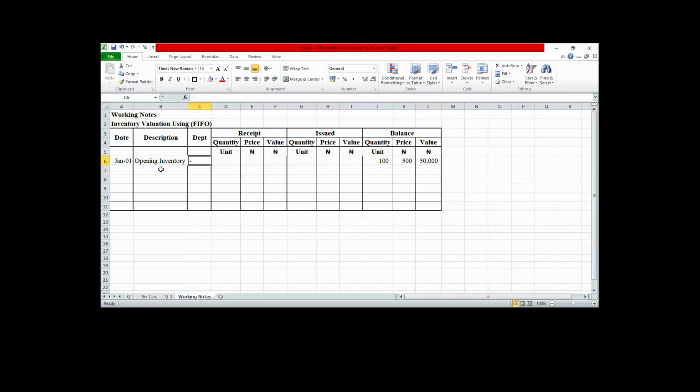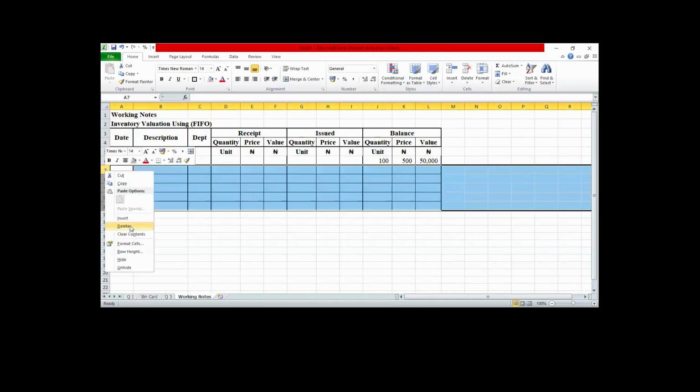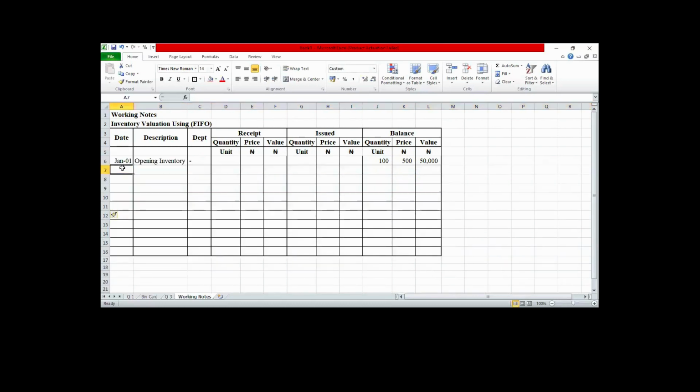Then from there, what else do we also have? During the month, what happened? We have April 5, 350 units. Now you need to watch for those dates. You need to consider them serially, whether the one for sales or the one for purchases. The one that comes first is what you are going to call first, not the way they have arranged them. You use their date to call them.